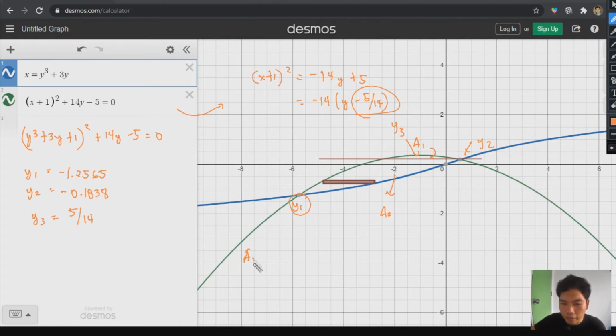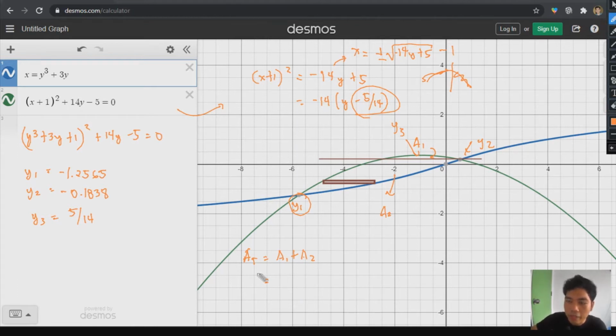So the total area is the sum of area 1 and area 2. Wherein our area 1 is simply the right side of our parabola minus the left. So from this, we know that for the right side of this parabola, you can just transform this in terms of y. So that is the square root of 5 minus 14y, minus 1. So this is your x.